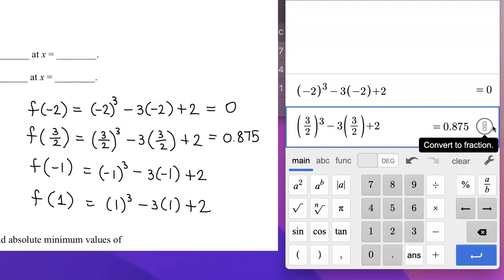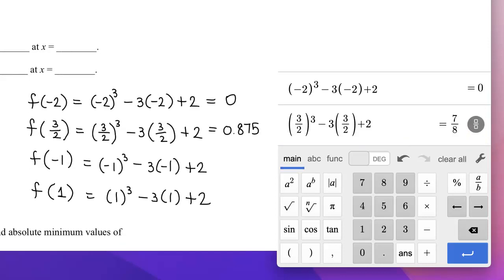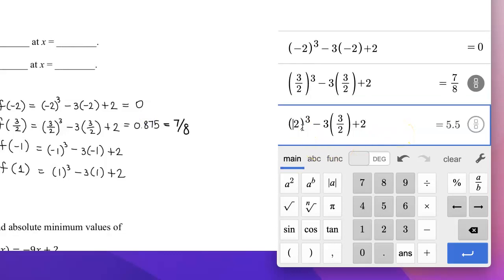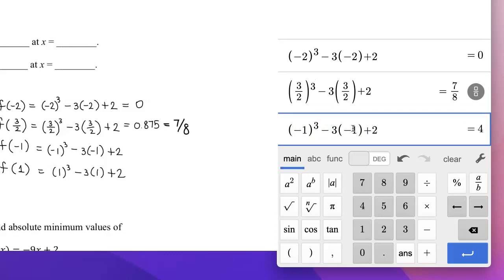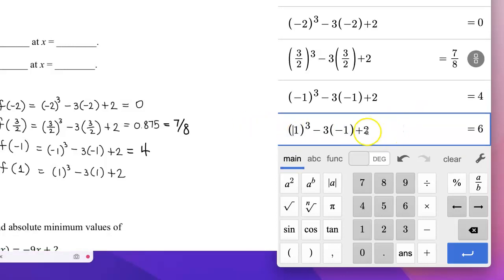0.875. But I know for my lab homework, they're probably going to want the fraction, right? So I'm going to convert it to a fraction. 7 over 8. Okay, and then next line, I need to plug in -1. Four. Oh, I think we got a winner. That's pretty big, isn't it? But we don't know. We got to check the last one, remember? Let's check the last one, which was just +1. Last one is 0. Okay.